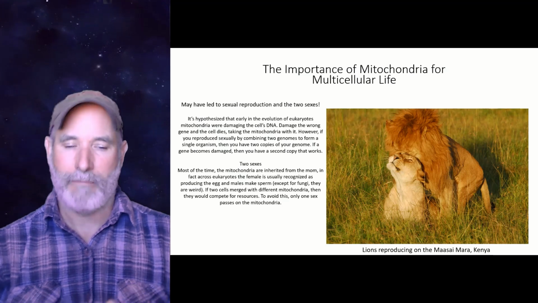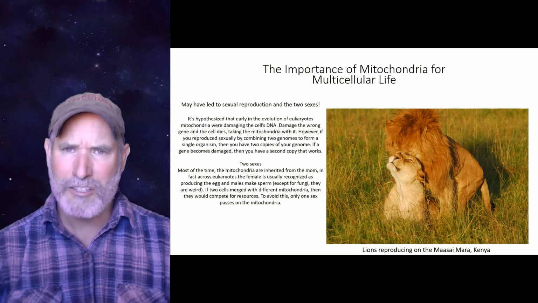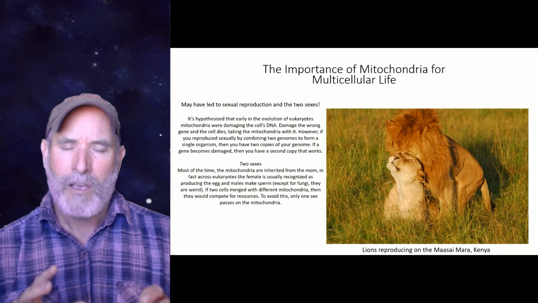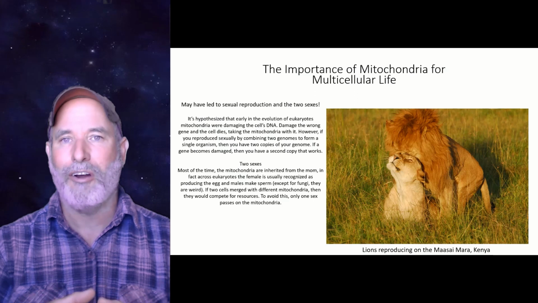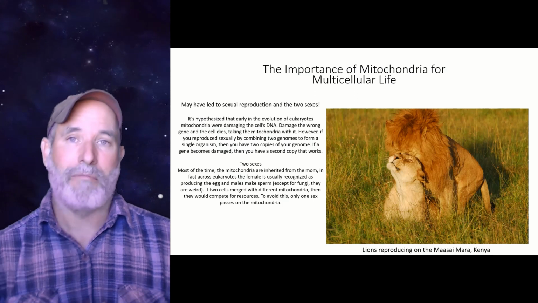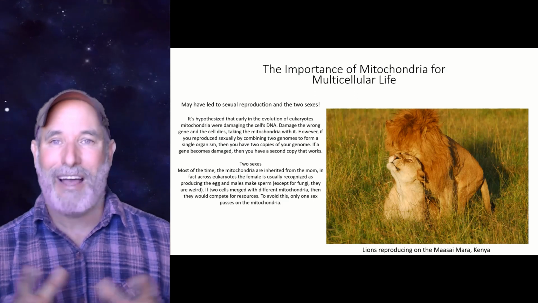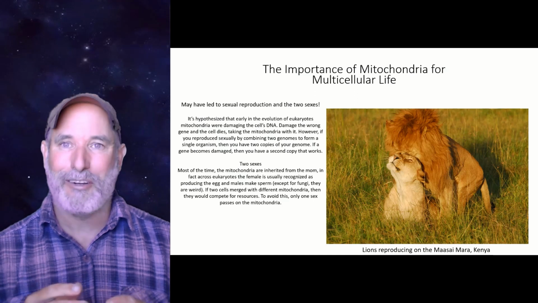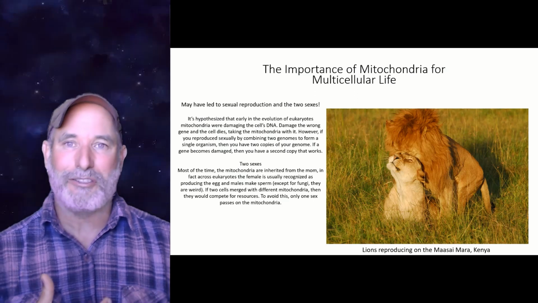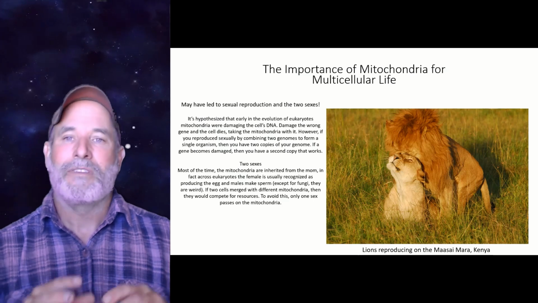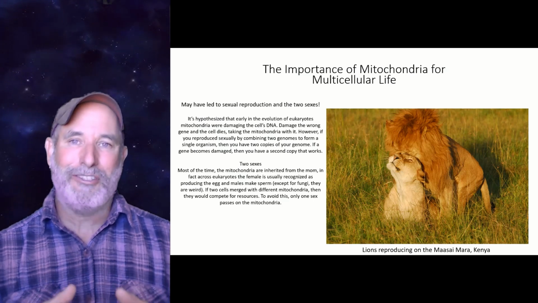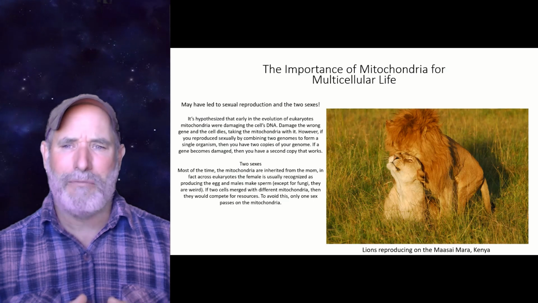So most of the time, not always, but most of the time throughout the animal kingdom, you can always recognize a female because she produces the much larger egg where you get all your mitochondria from. So that's kind of interesting that mitochondria were not only responsible for the evolution of sexual reproduction, but the two sexes as well.